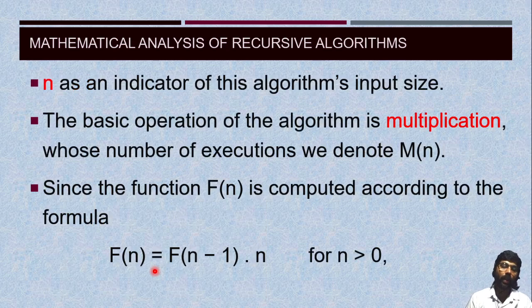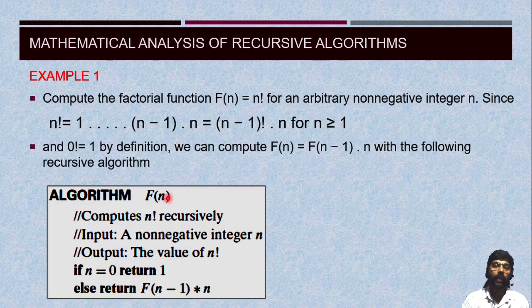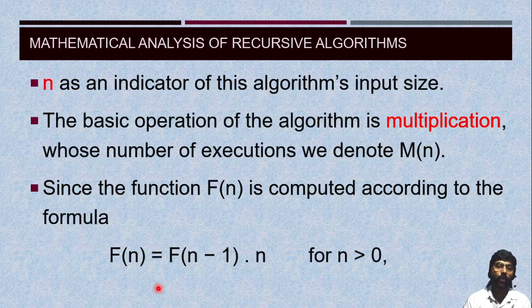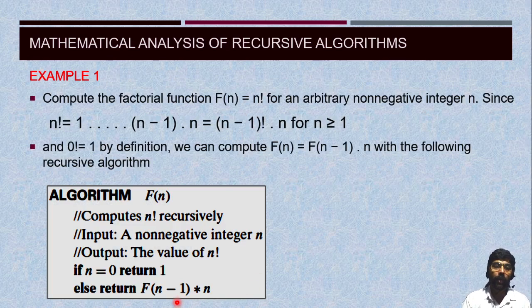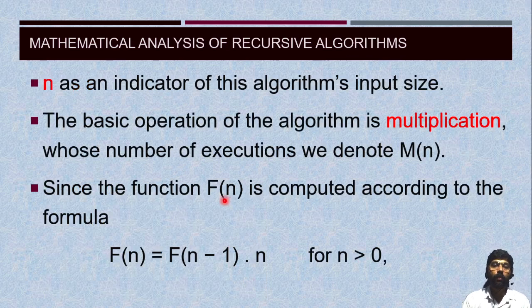Now we do the analysis for this algorithm. As the algorithm shows, as the size of n increases, the algorithm's execution also increases. So n is the indicator for the algorithm's input size. Here the basic operation is the multiplication, f of n minus 1 times n. This is the basic operation of the algorithm, and the number of executions of that basic multiplication is m of n.